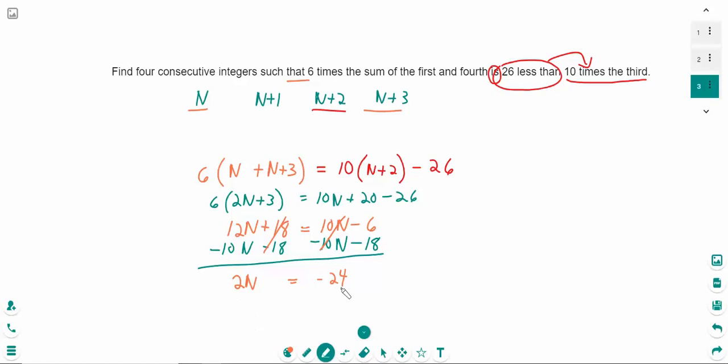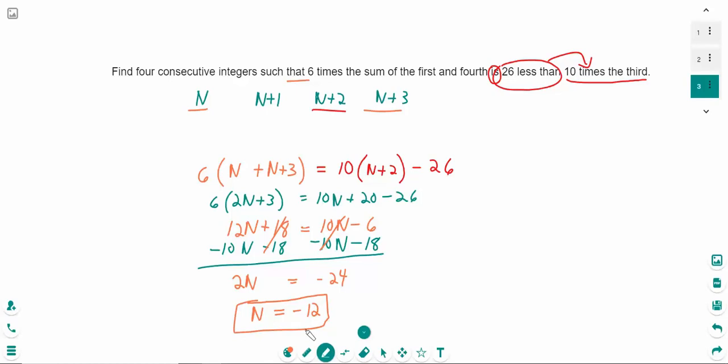All right, so then we divide both sides by 2. So now n becomes negative 24 divided by 2, which is going to be a negative 12. Now watch out with this one. This is kind of interesting. n is equal to a negative 12. We haven't had a negative answer yet.